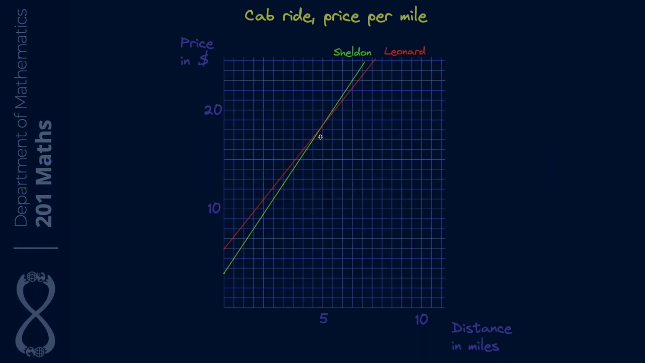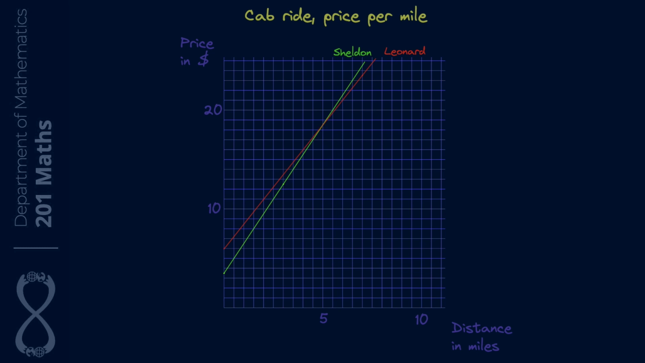We can see that the two lines cross exactly at $18.50, indicating that they charge the same price for this distance of 5 miles. And we can also see that left of this point, it is the green line, Sheldon's line, that is lower than Leonard's line. This indicates that for any distance below 5 miles, Sheldon is cheaper. And then after 5 miles, for a distance greater than 5 miles, it is Leonard's line that is lower. And this indicates what we already said, that Leonard is cheaper for any ride greater than 5 miles.